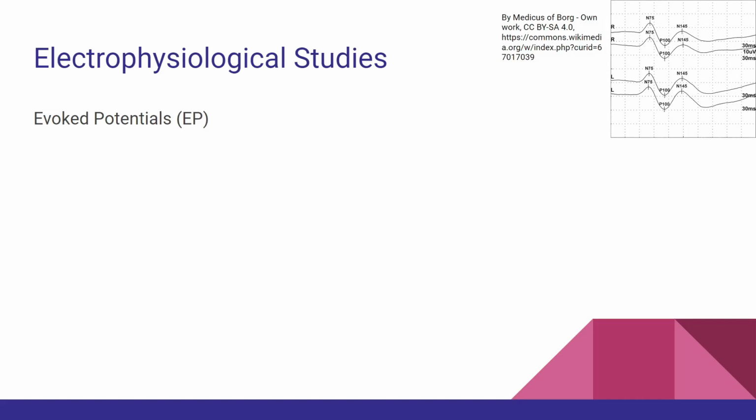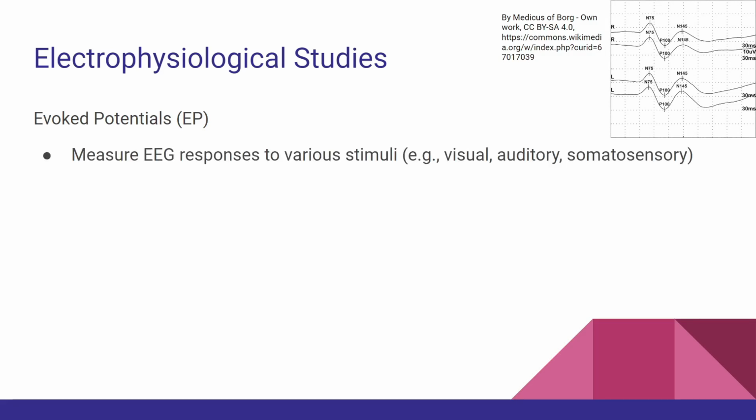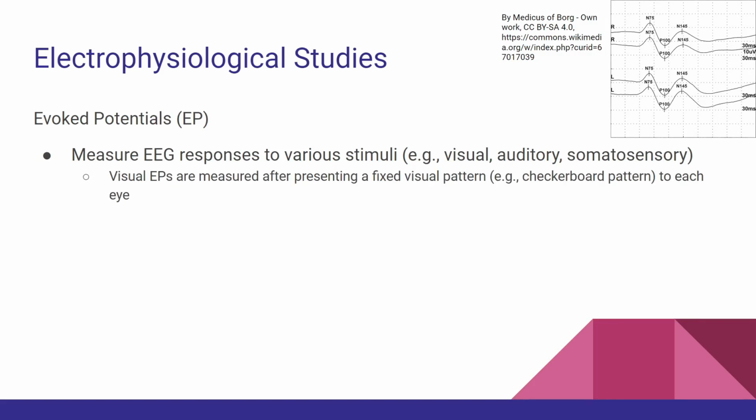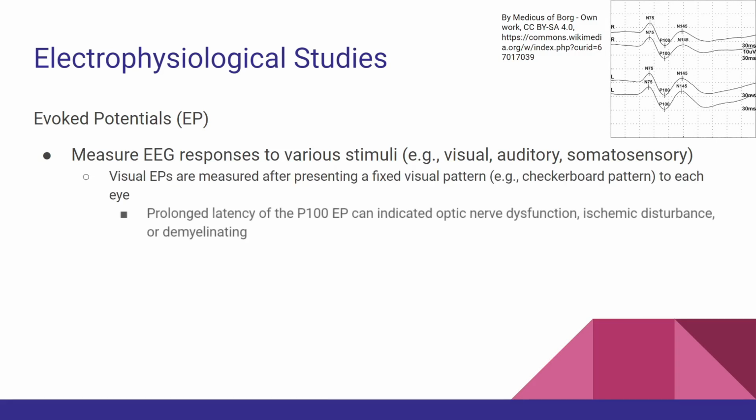Another electrophysiological study is evoked potentials, and these measure EEG responses to various stimuli, whether they be visual, auditory, or somatosensory. For visual evoked potentials, you'll display a fixed visual pattern to each eye, and a prolonged latency can indicate dysfunction of the optic nerve, or ischemic disturbance, or demyelinating pathologies.